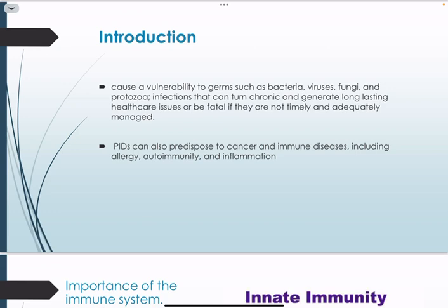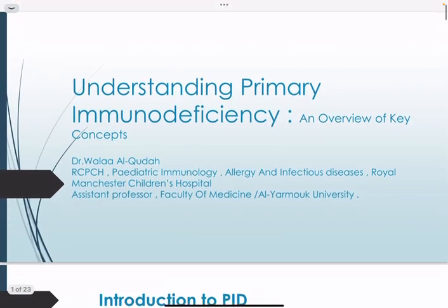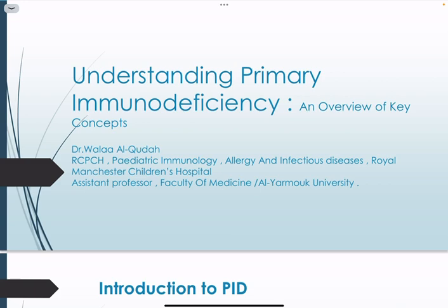Okay, so in today's lecture, we're trying to review the key concepts of primary immunodeficiency. The immune system is a bit complicated to understand, so we'll try to put a grip around the basic concepts. So hopefully by the end of this lecture, you'll be able to differentiate the main aspects of primary immunodeficiency disorders and the specification of each one.